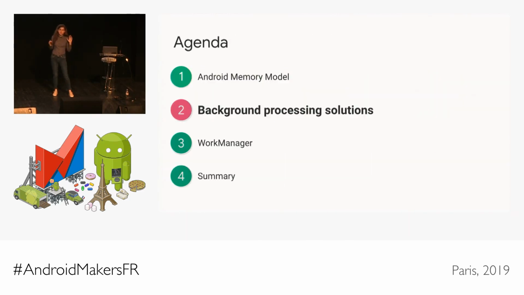Okay, so we covered the part with the Android memory model and the battery optimization. Let's talk about the background processing solutions. Over the years, Google launched different background processing solutions. For example, we could use the JobScheduler, but it's important to know that it works only for API 21+. Also, if we have Google Play services, we could use Firebase Job Dispatcher, which is backward compatible, but if we want to launch our app in China, it will not be a good decision.